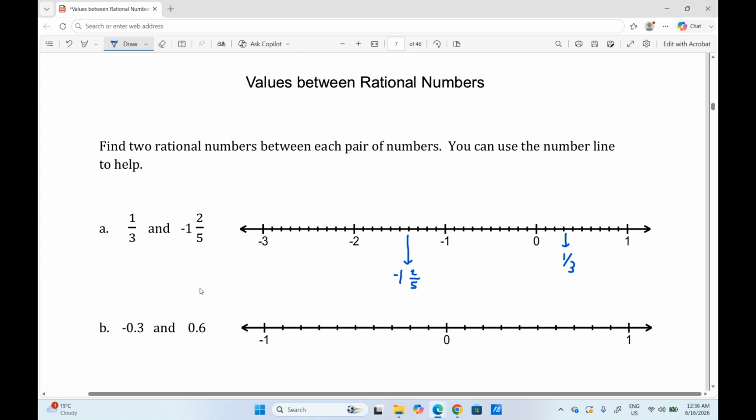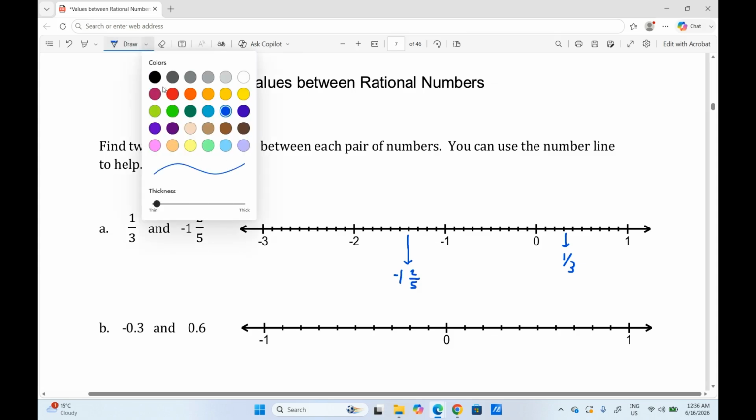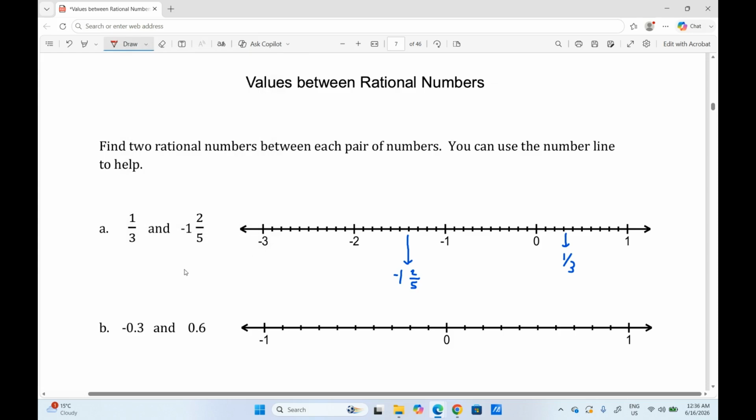In this case, I want to find two rational numbers that are between these pairs of numbers. So a rational number is just any number that can be expressed as a fraction. So how about I just pick 0, which would just be 0 over 1, because you can, and that would be a fraction now. So I'll just let it be 0. And let's just pick negative 0.8, which can be expressed as a fraction as well. It'd just be negative 8 over 10. So those are two numbers that I can pick.